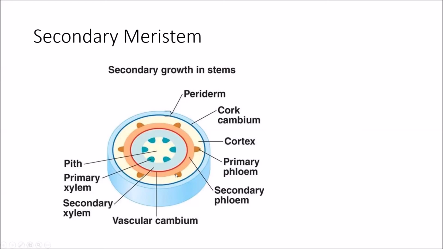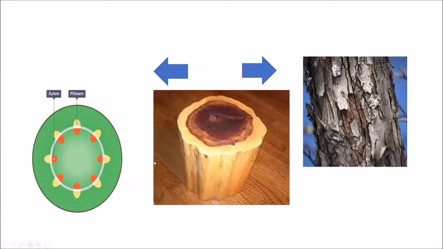Next, you have the vascular cambium. Okay, with the vascular cambium, as the name implies, this is going to help to create vascular tissue such as the xylem and the phloem. So the vascular cambium is going to be this layer here, and it's creating the vascular tissue. All right, so that different substances can flow throughout the plant.